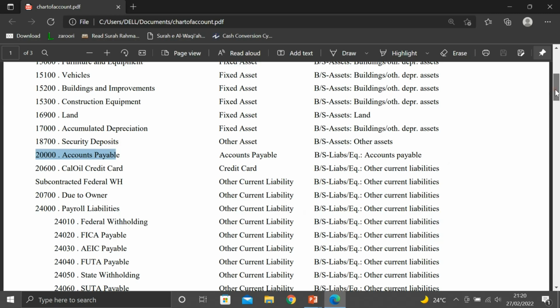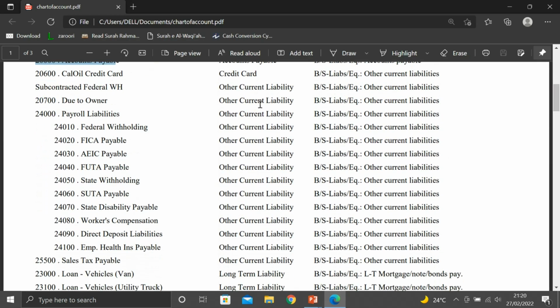Then we have 24000, this is payroll liabilities. Payroll liabilities, what we need to pay to our staff, all the payroll liabilities. We have federal withholding tax for the staff, FICA payable, and all the taxes, state withholding tax, and all these things, and the employer salary. So this is for the payroll. Then we have 25500 code and sales tax payable.